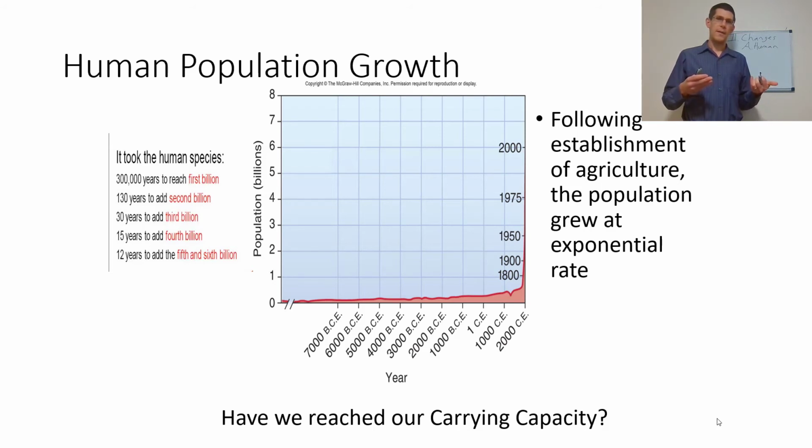Now, there are those who argue that the carrying capacity of humans is limited strictly by phosphorus, and that at some point we're going to run out of easy phosphorus, which is going to decrease productivity of crops, which decreases K, which means our N is greater than K, and we're going to have a massive population crash.